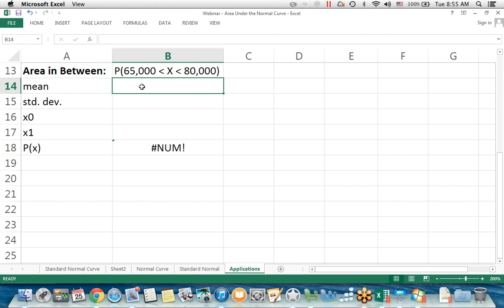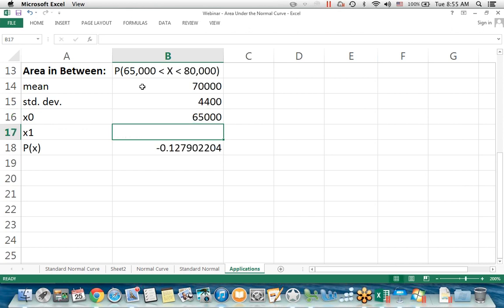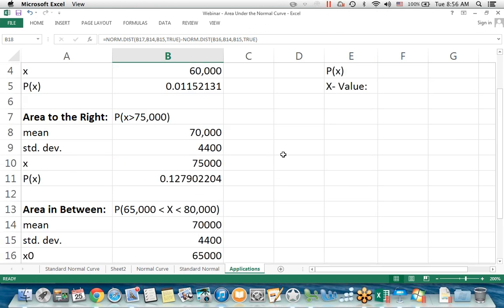Now, remember the mean, that hasn't changed. It's the same mean for the problem, 70,000, and 4,400 for the standard deviation. But what we have to remember here is that x0, what we're using, is the smaller of those two numbers listed in the original problem. And then x1 is the larger of the two numbers, or 80,000. So what this probability represents is what is shaded between these two numbers. So 86% of the tires can last between 65,000 and 80,000.